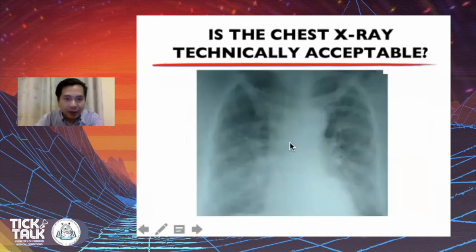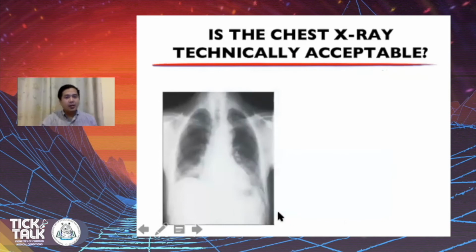Okay. So is this film acceptable? First of all, this film is underpenetrated because we cannot see the vertebral bodies behind the heart. Aside from that, the film is also cropped. We cannot see the costophrenic sulci on either side. This film should not be accepted. It's a no. And we will be missing a lot of findings with this kind of X-ray film.